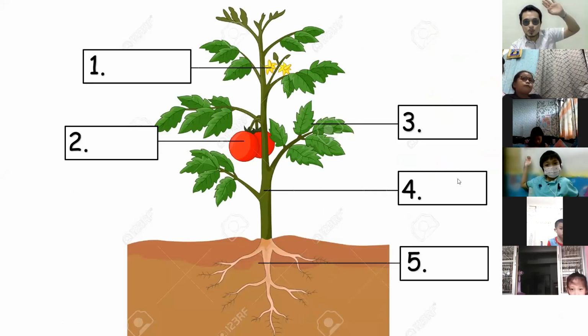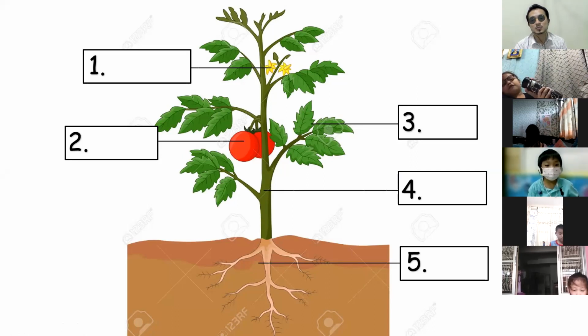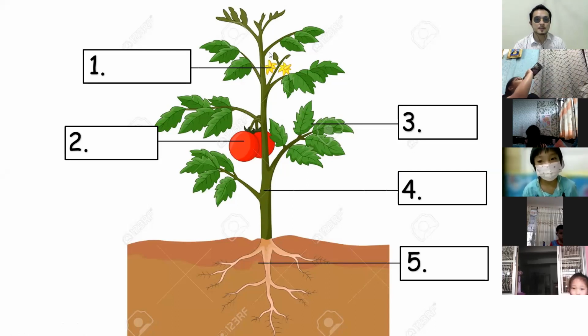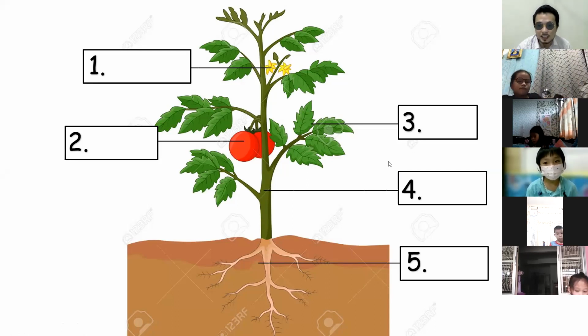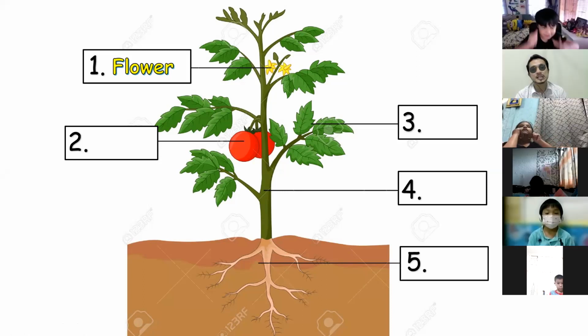All right, notebook. What is number one? What is the answer to number one? Flower. Let's see if your answer is correct. Yes, flower is correct. F-L-O-W-E-R. Very good.